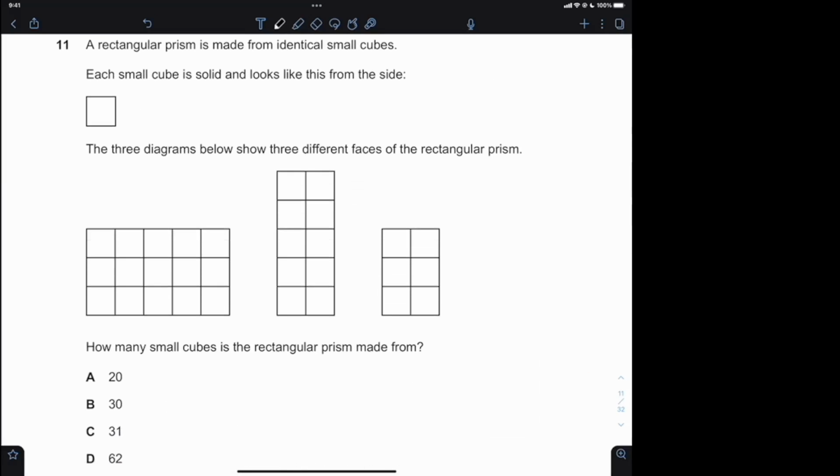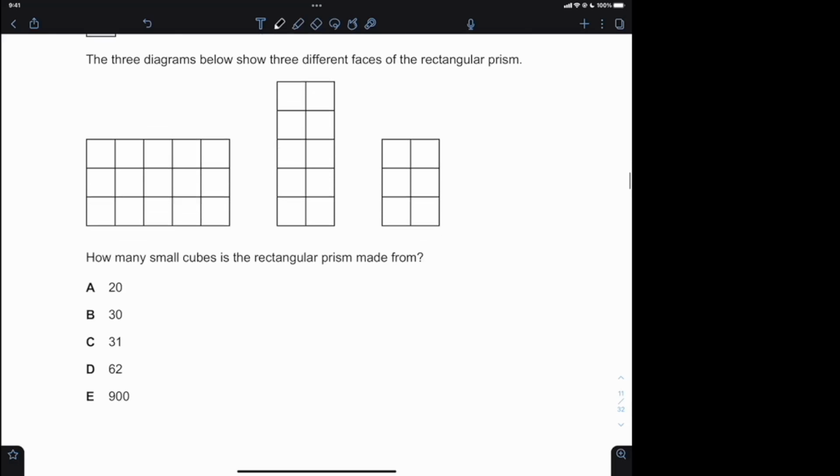The three diagrams below show three different faces of the same rectangular prism. How many small cubes is the rectangular prism made from? Now, it doesn't really matter how we construct this, as long as we make sure that the lines line up. So, for instance, you can see here that we've got 1, 2, 3, 4, 5 cubes along the top, meaning we need to match this with a different face that also has 5, which corresponds with this one.